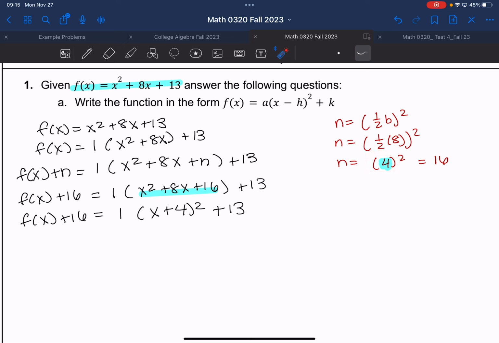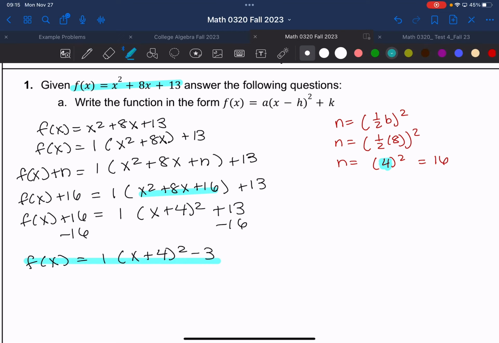And then last step is I just want my f of x by itself. So that 16 that I added on that side is going to have to do what? If I want f of x by itself, subtract 16. And that's just going to be subtracted to that c value at the end. So I have f of x is equal to 1 x plus 4 squared minus 3. This is now in vertex form. Okay, so we went from quadratic form to vertex form.